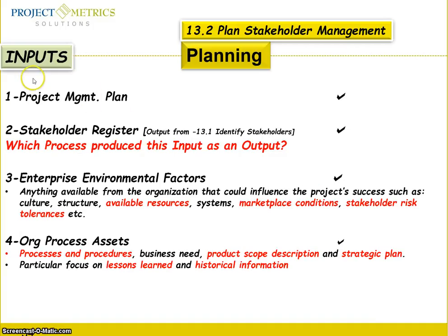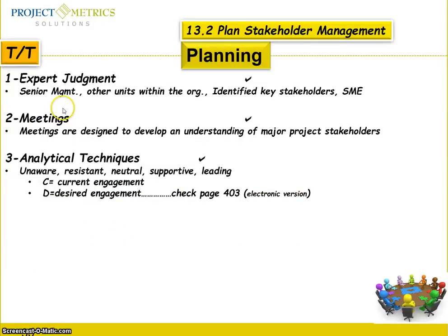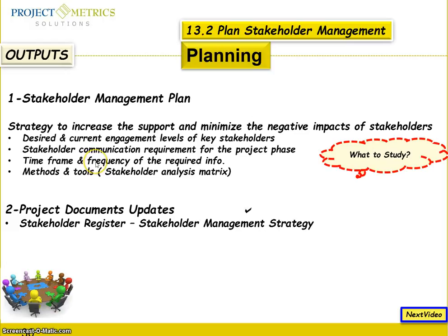It is straightforward. The inputs: project management plan, the stakeholder register, which we've talked about as the output of identify stakeholders, and enterprise environmental factors and organizational process assets. So this is basically the inputs. The tools and techniques: expert judgment, meetings, analytical techniques. And the outputs: the stakeholder management plan, and updates to project documents, the stakeholder register.